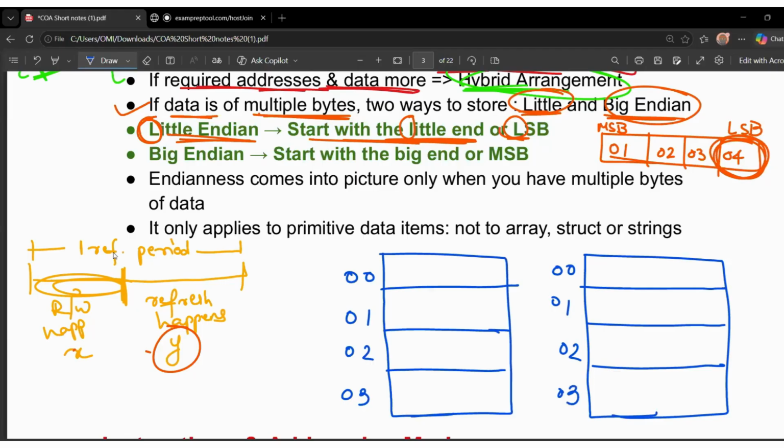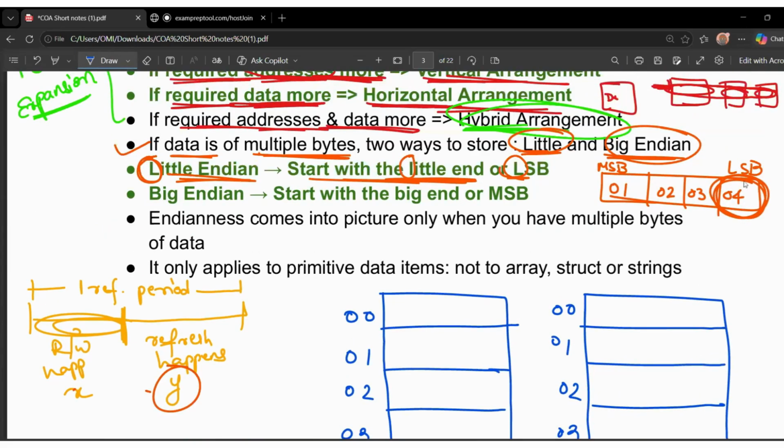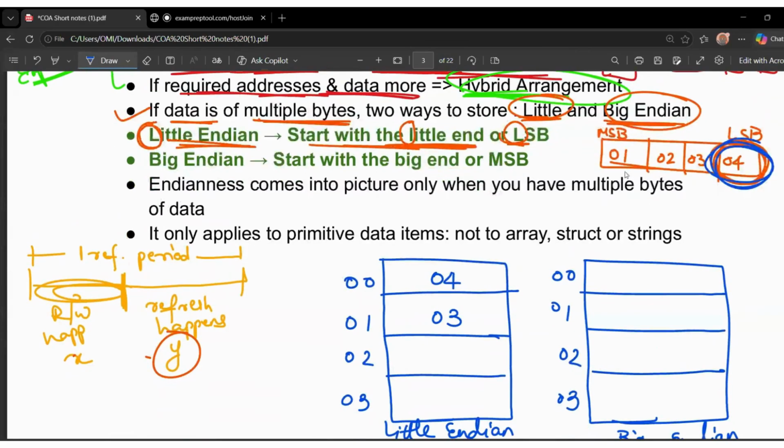So what happens in the case of little endian? This is the case of little endian, and this is the case of big endian. In little endian, we start with the little end, yes or no? We start with the little end or LSB. So 04 will be stored here, then 03 will be here, right? We have to go this way, starting with the little end. So 04 will be here, then 03, then 02, and 01.